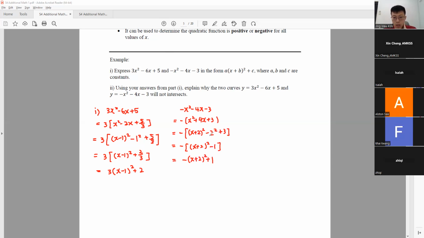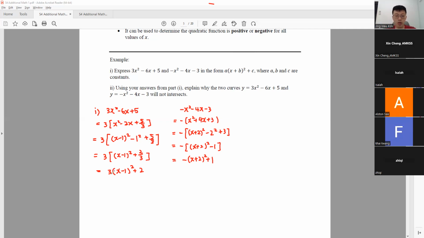All right, so I have completed these two. Now, using your answer in part 1, explain why the two curves will not intersect. Again, we must understand why they ask us to complete the square, because completing the square can find the maximum, minimum, and whether it is positive or negative. But in this case, I'm not interested in whether this is positive or negative, because positive and negative doesn't really tell me whether they intersect or not. So the only other thing you can think of is your maximum and minimum.